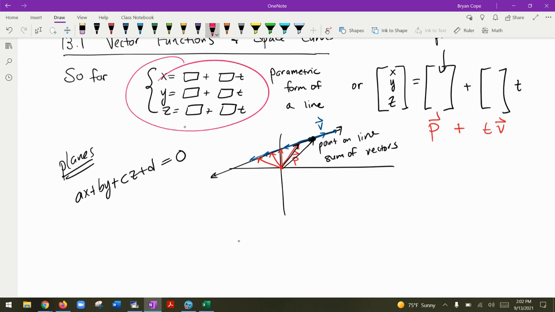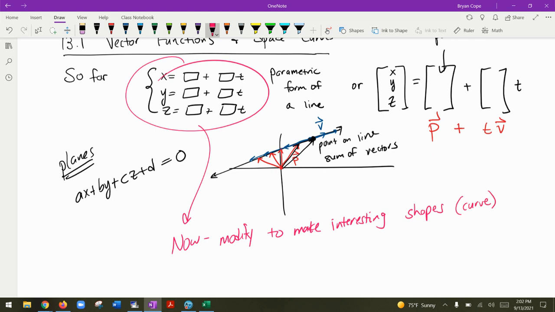So now what we're going to do is modify to make interesting shapes. And by shapes, I mean curves, right? Like something that's like a path through space. So you could think of, like, designing the path of a roller coaster, for instance, right? That would be like a parametric curve, right? A space curve, okay? That's kind of the application I'm thinking, right?